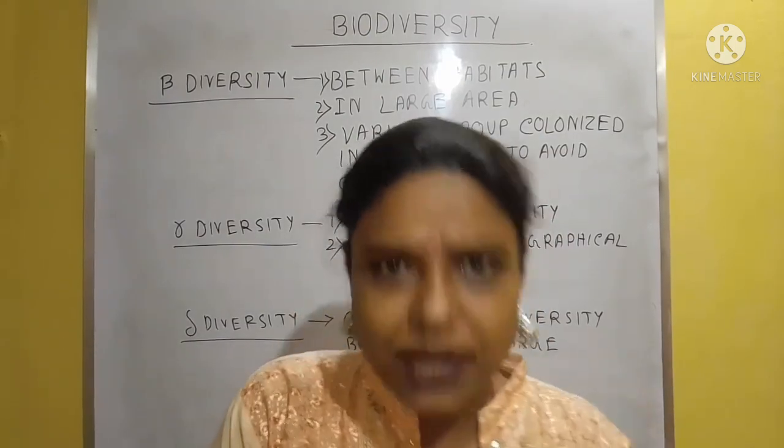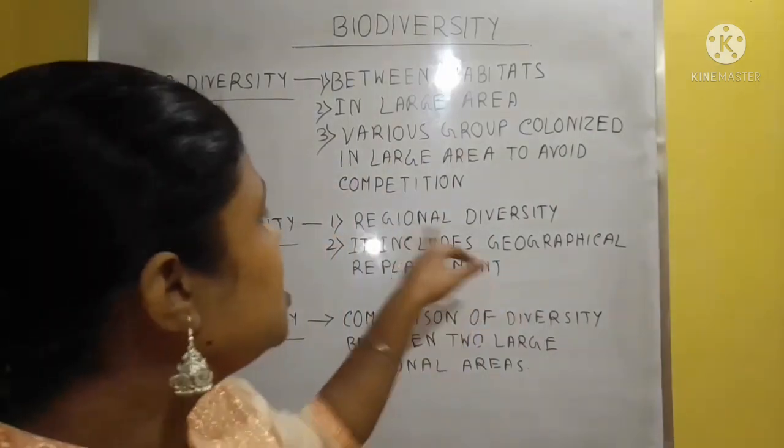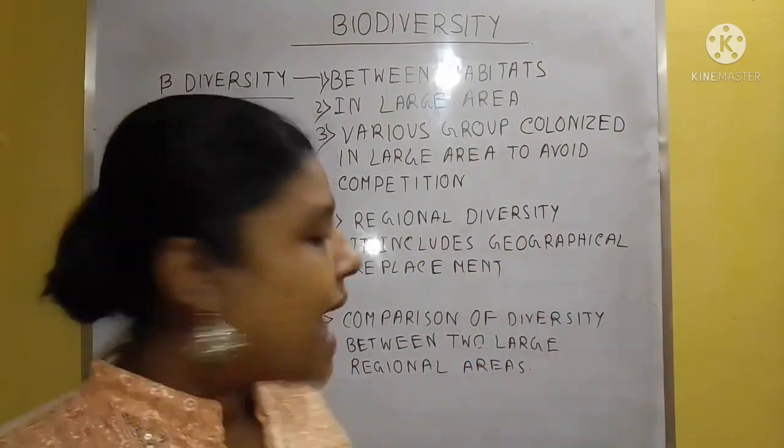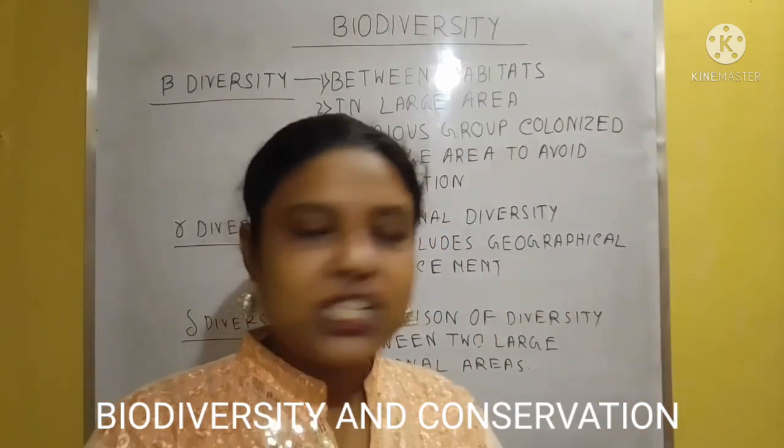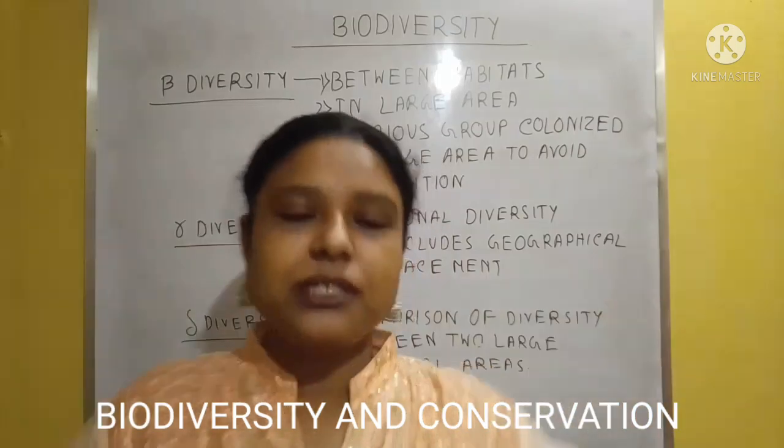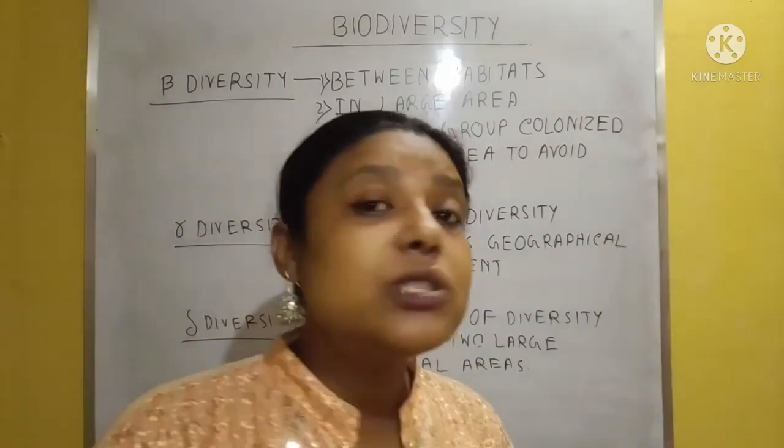Alpha diversity we can say is also within a particular habitat, but in case of beta diversity we say that diversity occurs between two habitats or more habitats. Clear? The gamma includes the large area, that means within a region. Clear? And the delta means between the two regions. Okay, the diversity that occurs generally between the two regions. So these are all the kinds of diversity.